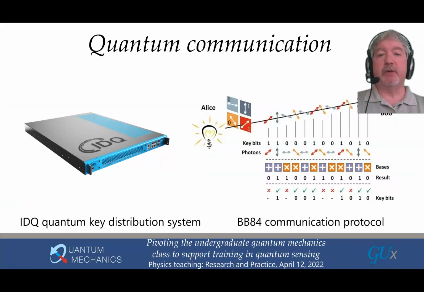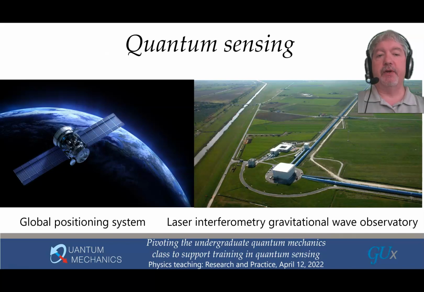The second pillar is quantum communication, and here on the left I'm showing you a quantum key distribution system, and on the right I'm showing you the very famous BB84 communication protocol. And the third leg is quantum sensing, and for this I've chosen two examples: the global positioning system on the left and the Laser Interferometer Gravitational-Wave Observatory on the right.